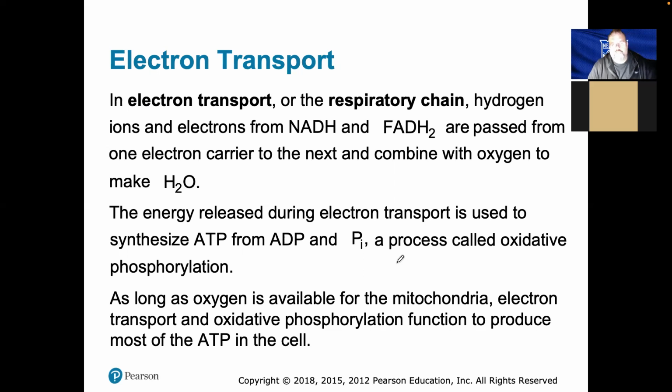The energy released during electron transport is used to synthesize ATP from ADP and Pi, phosphate, a process called oxidative phosphorylation. As long as oxygen is available for the mitochondria, electron transport and oxidative phosphorylation function to produce most of the ATP in the cell.